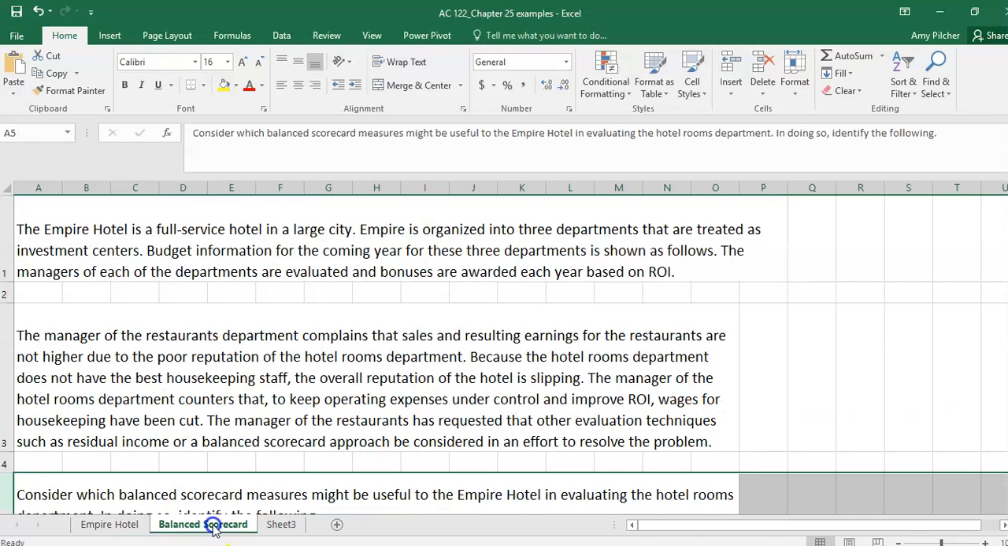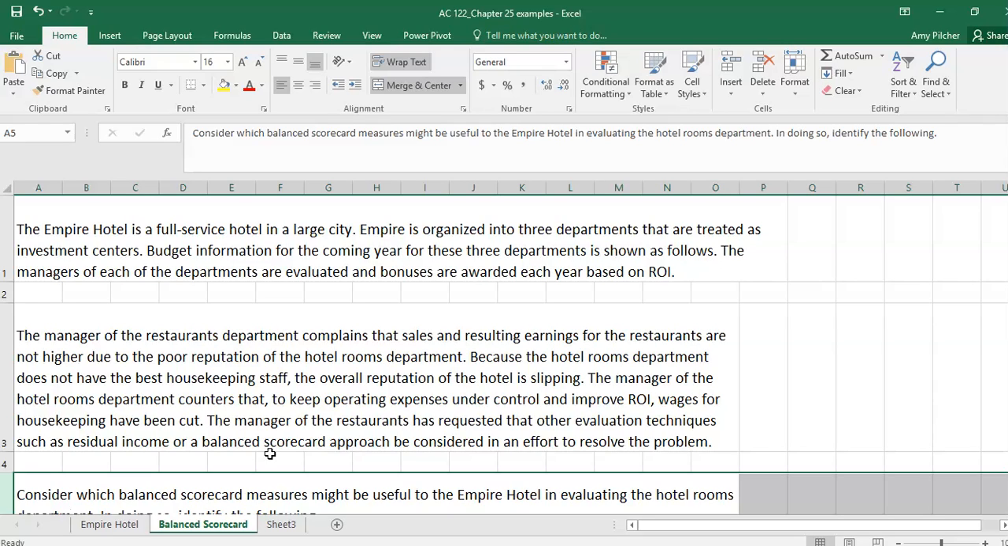We're going to extend this example into talking about the balanced scorecard. So we have the same hotel, and we notice that the managers of the health spa and the restaurant have a lower ROI than the hotel division. Well, the manager of the restaurant is complaining that the reason the hotel's ROI is so large is because they keep cutting housekeeping staff, and that the cutting of housekeeping staff means that they're losing customers and the hotel is losing its reputation.